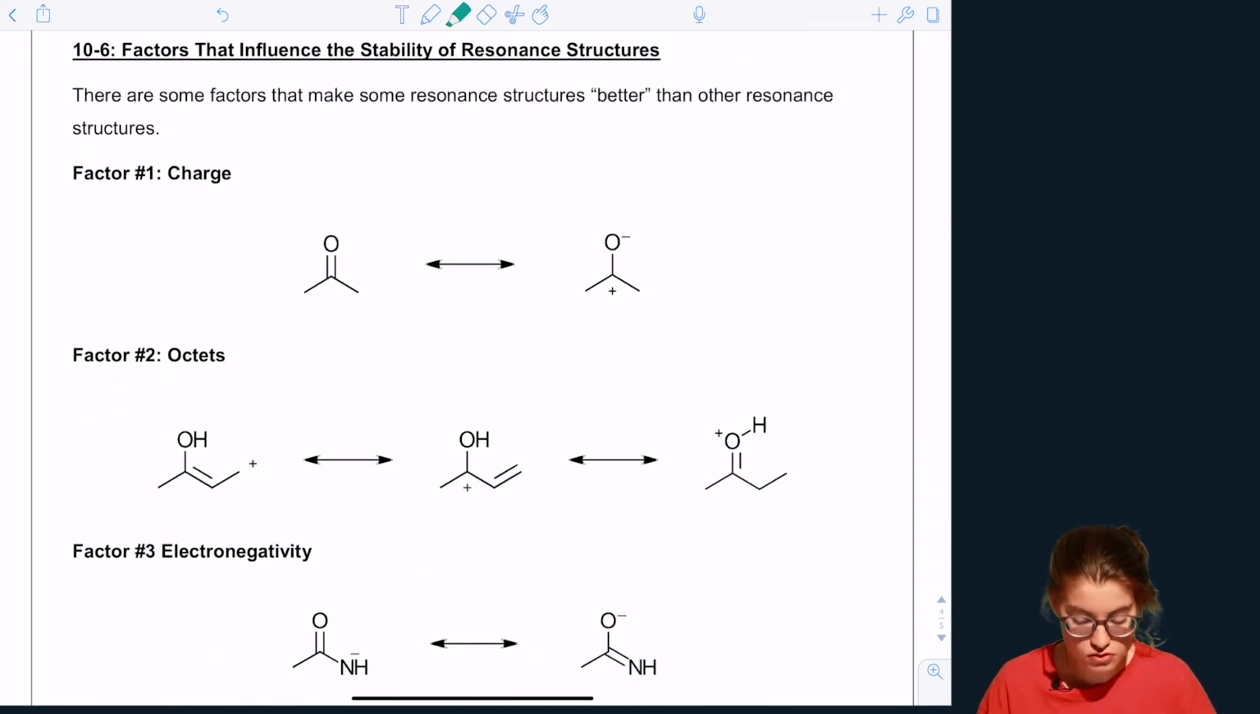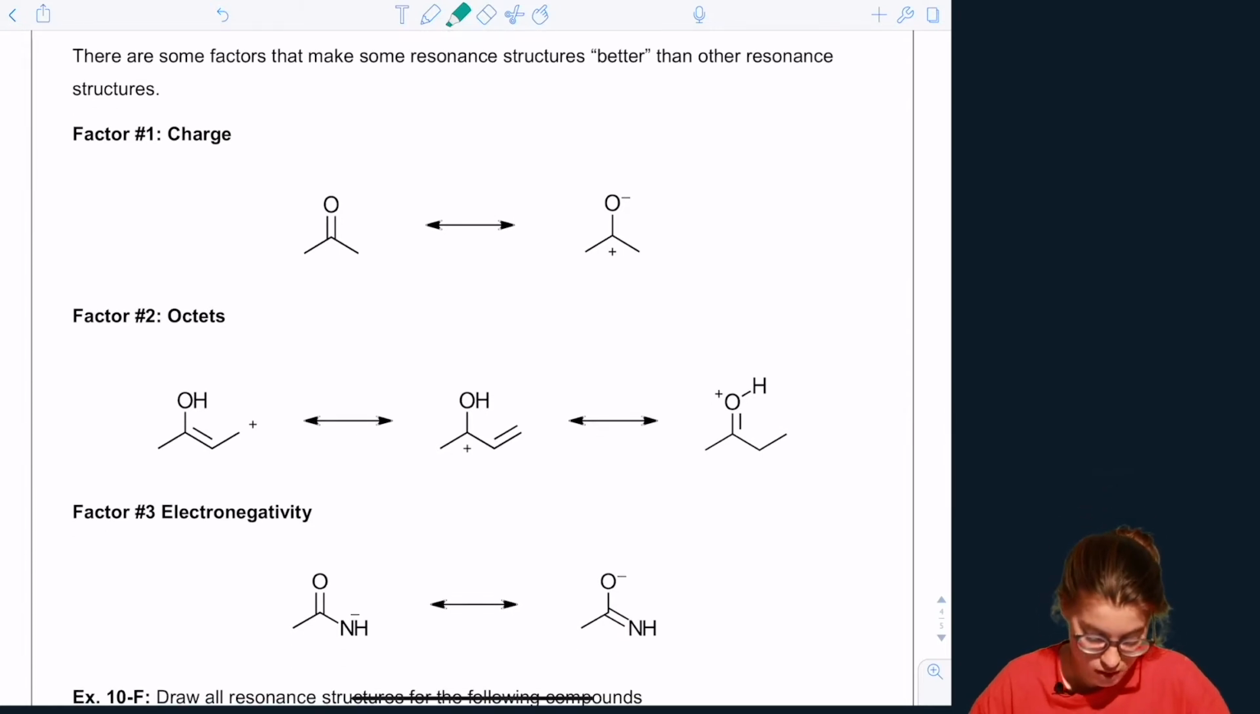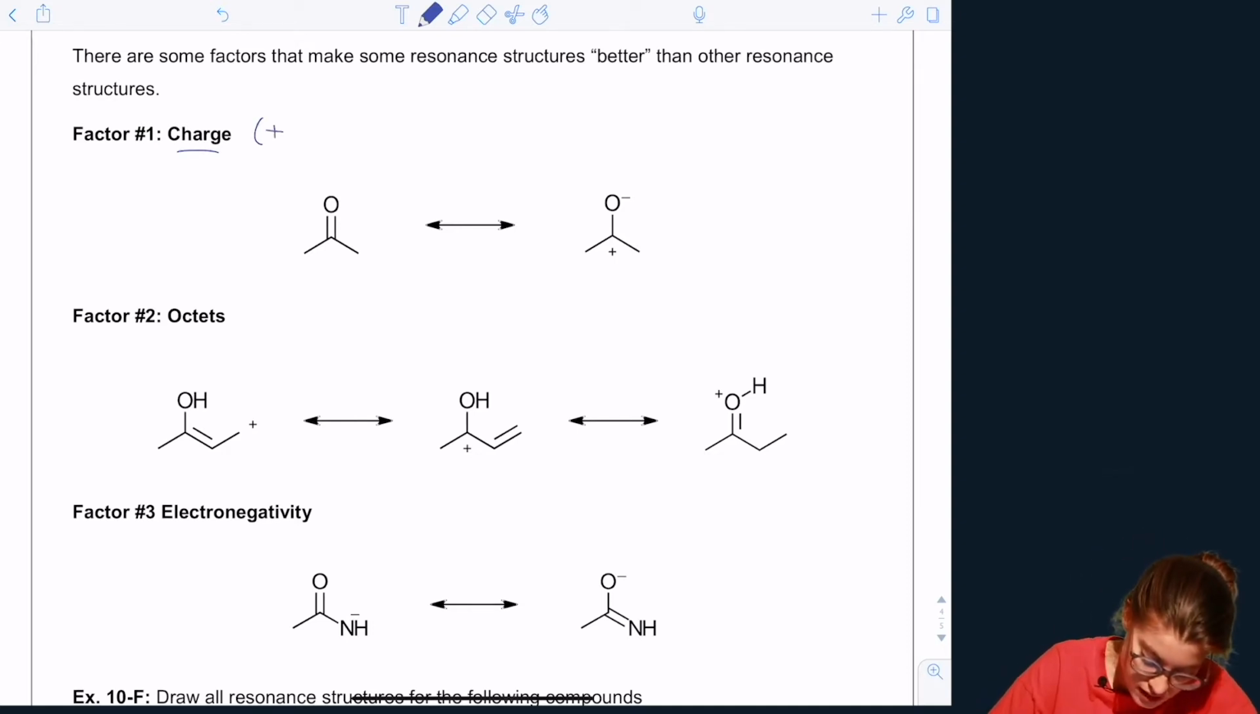So, some factors that influence the stability of resonance structures. There are some factors that make some resonance structures better than other resonance structures. A big one is charge. This could be positive or negative charge.